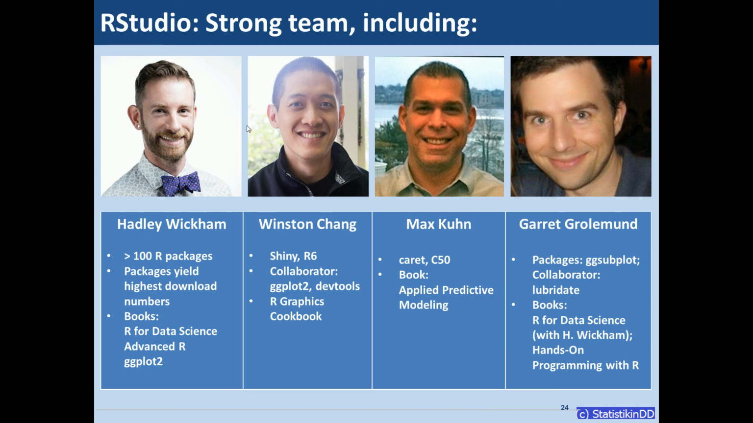Winston Chang is also on the RStudio team, known for Shiny and R6 and for the R Graphics Cookbook. Then Max Kuhn, of course, who wrote the caret package and C50 package and wrote Applied Predictive Modeling. And Garrett Grolemund, who has participated in packages, written ggsubplot, and written R for Data Science together with Hadley Wickham.